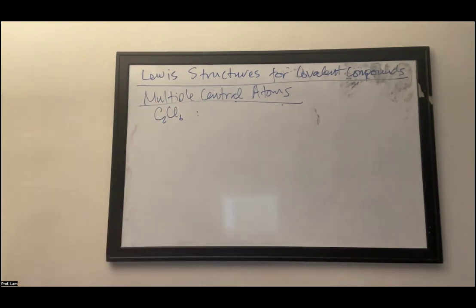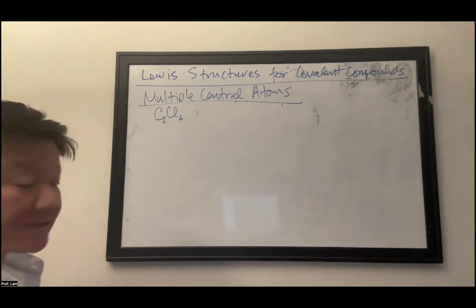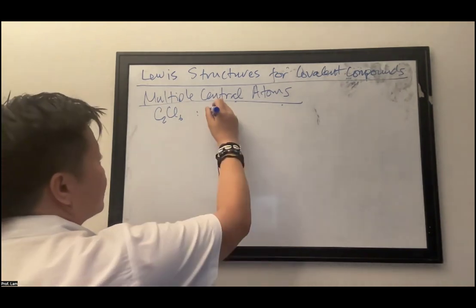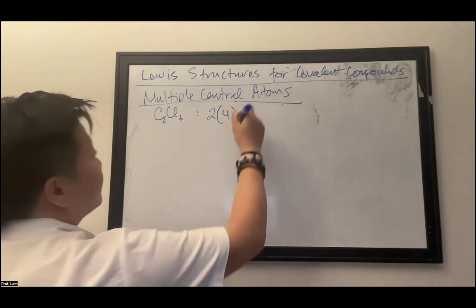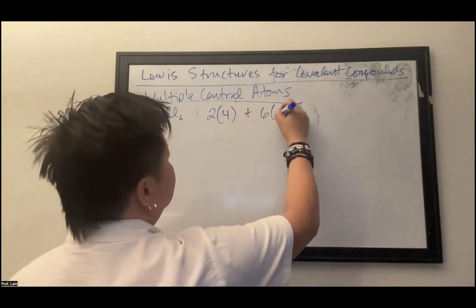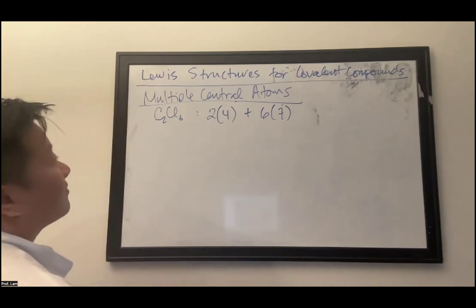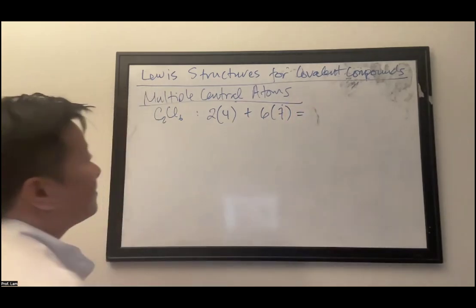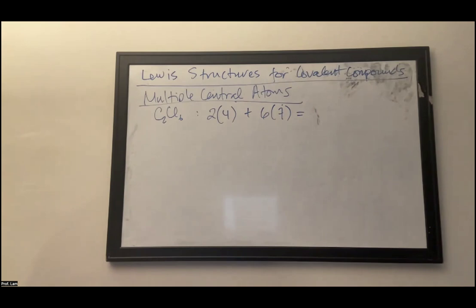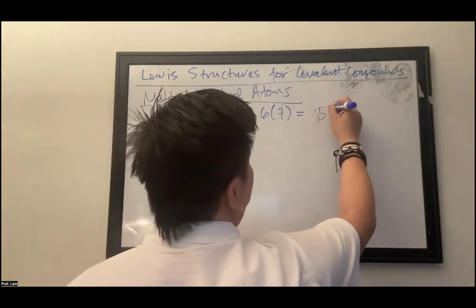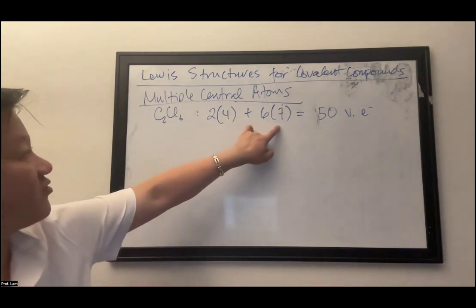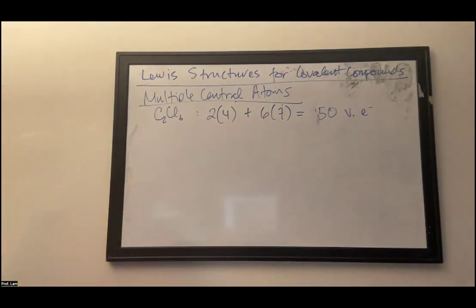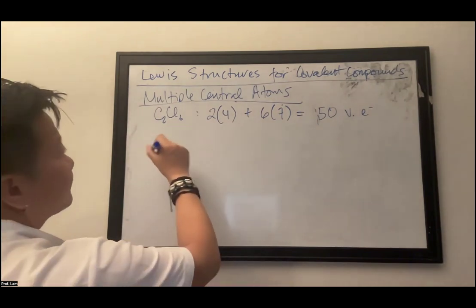Okay, and let's go to C2Cl6. That's our next example. Again, start with valence electrons. So 2 times 4 for carbon plus 6 times 7 for the chlorine. Right, so that's 42 plus 8, which is 50 valence electrons.